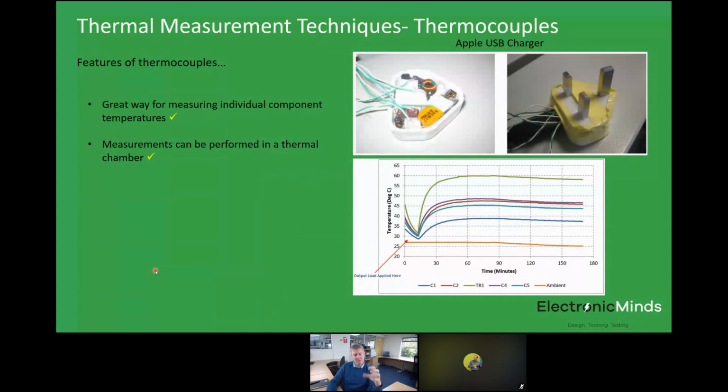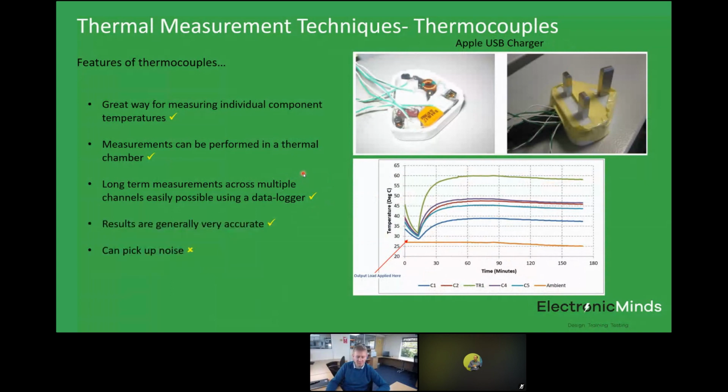You can also sit your device under test inside a thermal chamber and run the thermocouples in, so you're able to perform testing at all sorts of different ambient temperatures, and it doesn't really matter for the thermocouples. They just do their job. You can do long-term measurements across multiple channels just using a data logger. We have data loggers here where you might have 20 different thermocouple channels, and it just scans every 10 seconds. This is an example of an Apple USB charger we played around with a few years ago, where we're monitoring 6 different channels, including the ambient: the 2 input electrolytic caps, the main power transformer, the 2 output caps, and then the ambient. You can get a build up over a long period of time of the behavior of your device. That's fantastic.